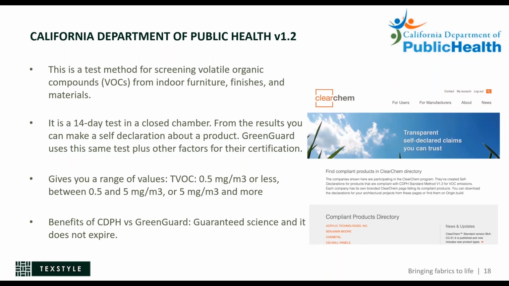So that is that one. And the benefits of CDPH versus GreenGuard is it's guaranteed science and it doesn't expire. So you can use the CDPH for California Proposition 65, and you could do a range of declarations for it. With GreenGuard, you're just getting the GreenGuard name. So actually, I like the self-declaration with the CDPH because you're actually going to see the science every time.